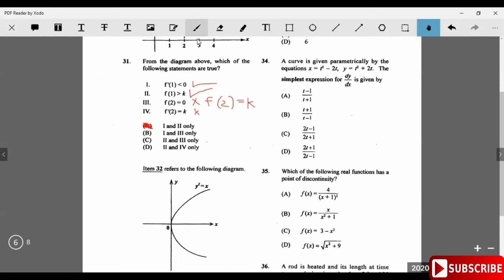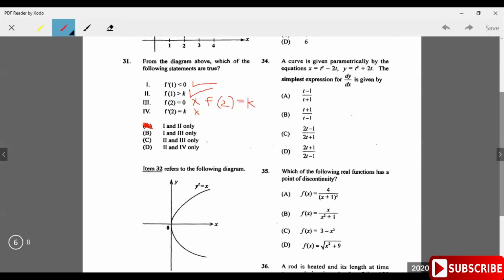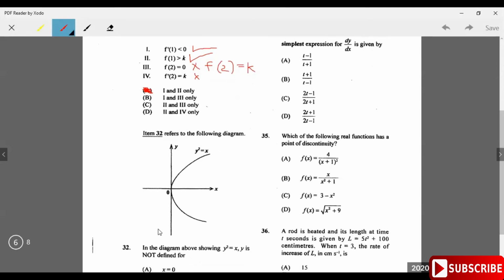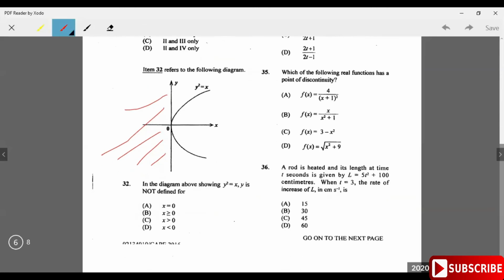Question 32. Question 32 is asking, on the diagram, where's the function undefined? Now the function is undefined everywhere over here. So it's undefined for when x is less than 0. So when x is less than 0, the function is undefined. That's D. When x is less than 0, the function is undefined. Easy, soft.